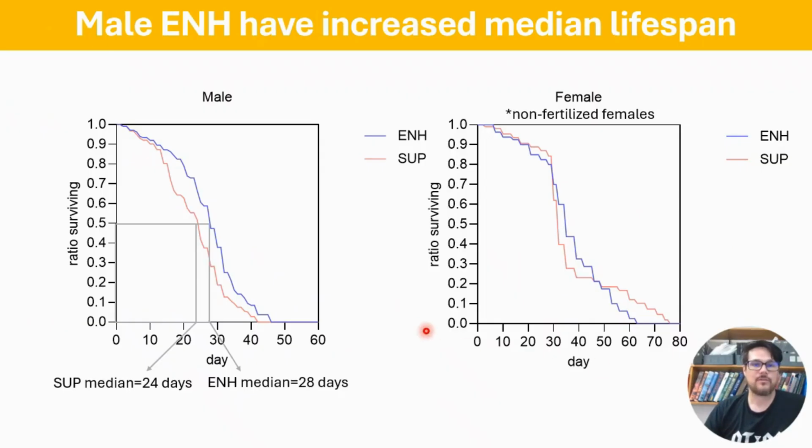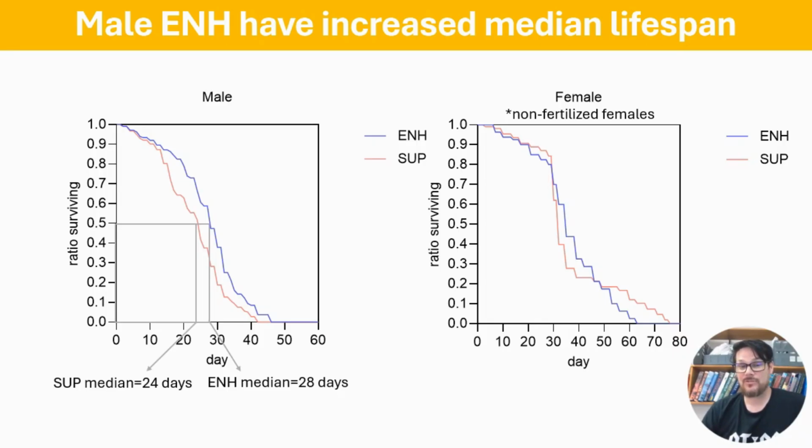And if we test those flies that have been selectively bred for their lifespan, we find that in the males, the ones that have the enhanced, or ENH, selection live longer than the ones that have suppressed variegation, in red here. And that's about a 20% increase in median lifespan. We don't see quite the same increase in females. These are non-fertilized females. So there may be a little bit of sexual dimorphism in this response.